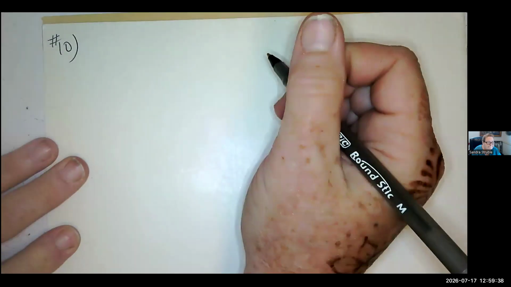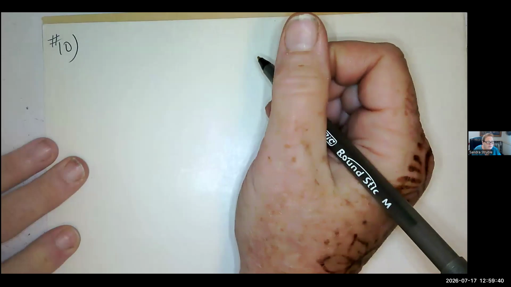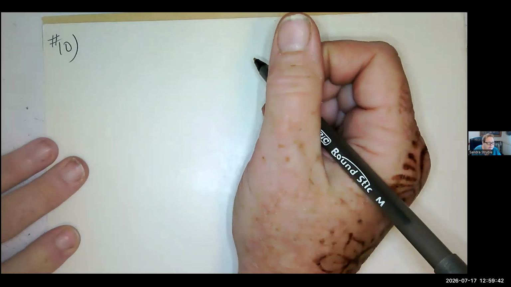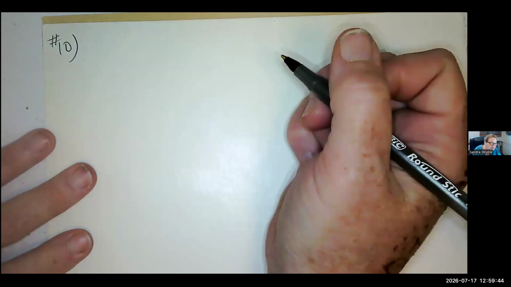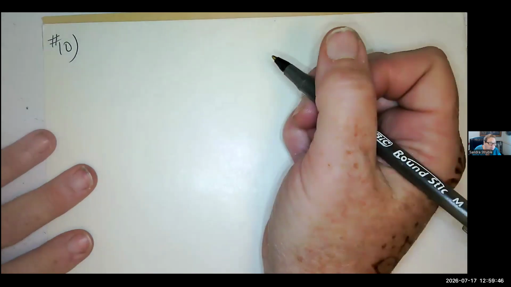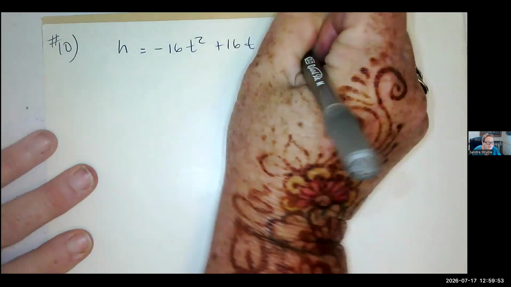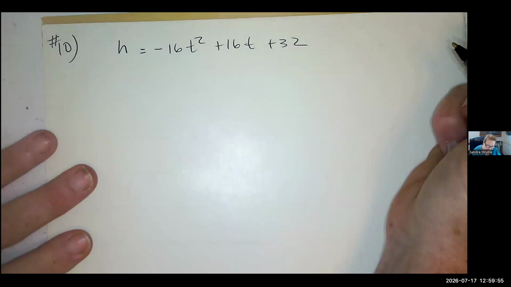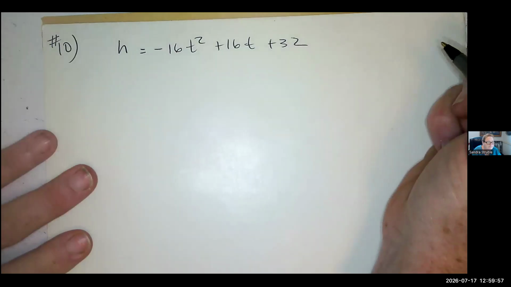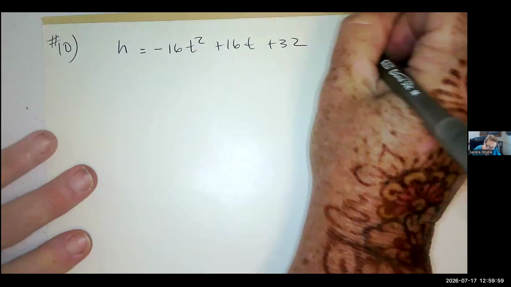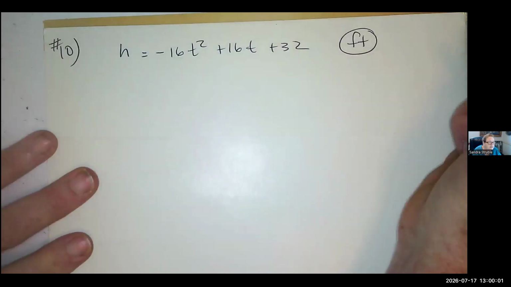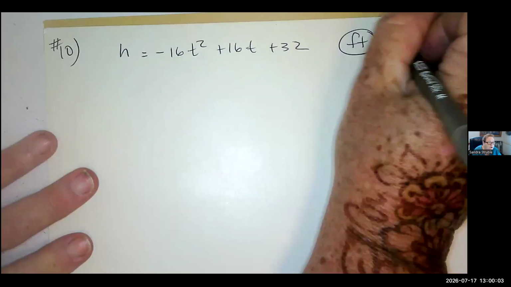So number 10. A diver jumps off a diving board that is 32 feet above the water. Don't need to draw it. The diver's height is given by the formula, I do need that: negative 16t squared plus 16t plus 32, where h is the height in feet after t seconds, the time. How long does it take for the diver to hit the water?